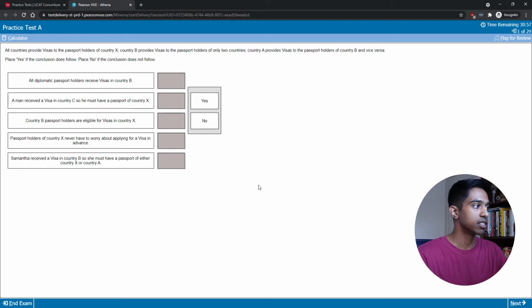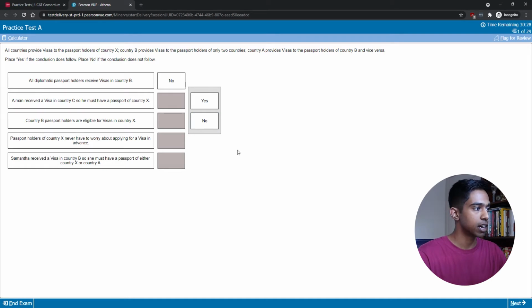Okay, so sometimes people might recommend that you skip the syllogisms, but I won't do that for the sake of time in this subtest. So all countries provide visas to the passport holders of country X. Country B provides visas to the passport holders of only 2 countries. The first statement is, all diplomatic passport holders receive visas in country B. There's nothing about diplomatic passport holders, so this would be no.